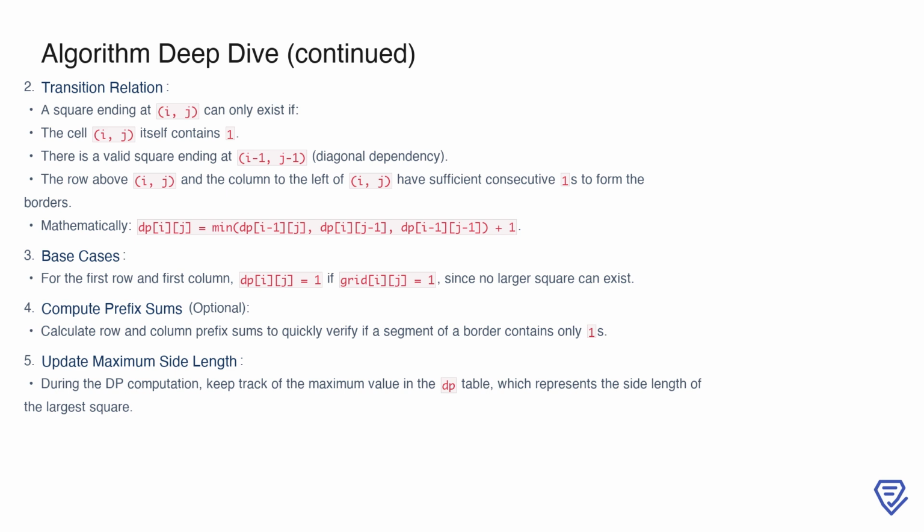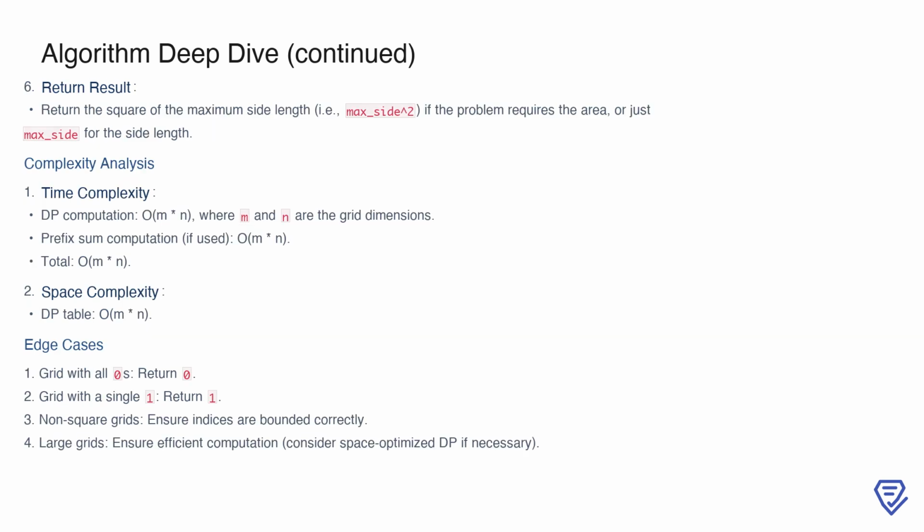For the first row and column, the base case is simple: any cell containing a 1 forms a square of size 1. Optionally, prefix sums can be used to validate borders more efficiently. During the computation, we track the maximum value in the DP table, which corresponds to the side length of the largest valid square. Once the DP computation is complete, we return either the side length or the area of the largest square, depending on the problem requirements.